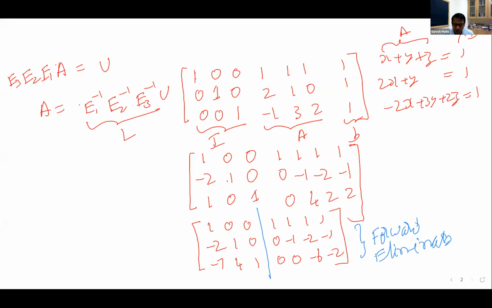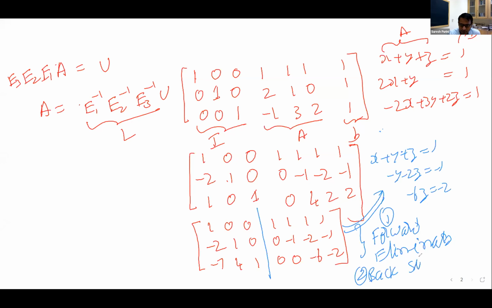What is the next step that we do? The system of equations that we have right now is x plus y plus z is equal to 1, minus y minus 2z is equal to minus 1, minus 6z is equal to minus 2. So now we do the backward substitution. Z is equal to 1/3, and then we can find y. If you know y and z, we can compute x. So step 1 is forward elimination, step 2 is back substitution.